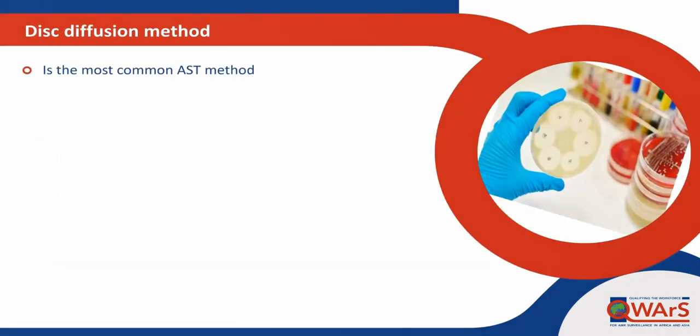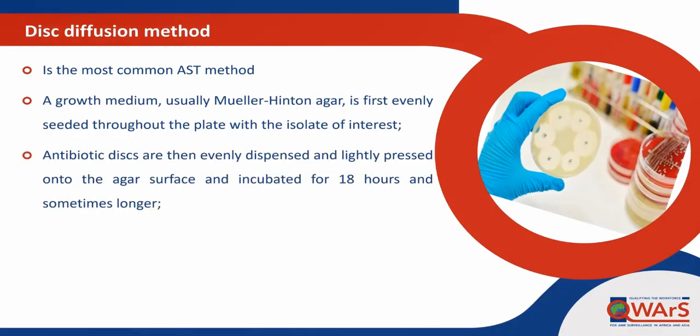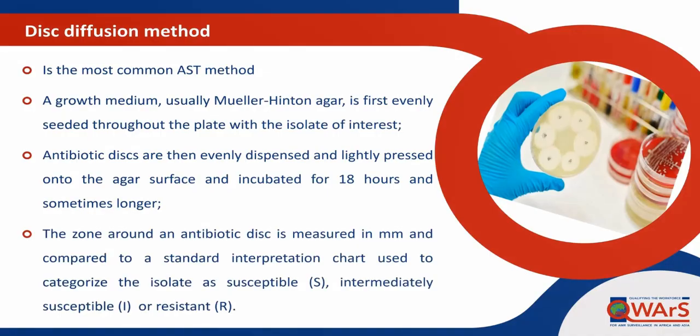The disk diffusion method is the most common AST method because the handling of the test is simple, straightforward, and does not require any special equipment. In the disk diffusion method, a growth medium, usually Mueller-Hinton agar, is first evenly seeded throughout the plate with the isolate of interest. Commercially prepared antibiotic discs are then evenly dispensed and lightly pressed onto the agar surface and incubated for 18 hours and sometimes longer.